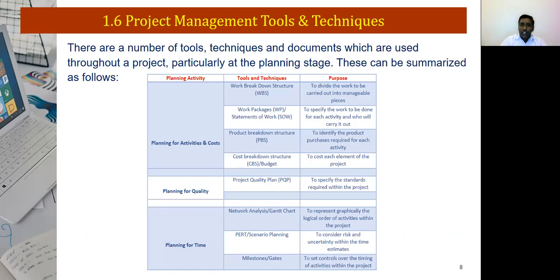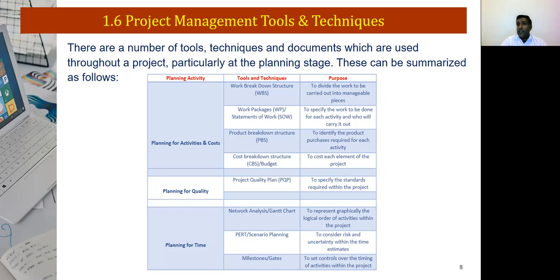In terms of managing the project, there are tools and techniques. There are several tools and techniques that we can use, and under each activity, these tools and techniques become important. So for example, when you have the planning of activities for cost, you can use the work breakdown structure. You have the work package, product breakdown structure, or cost breakdown structure as well. What is a work breakdown structure?